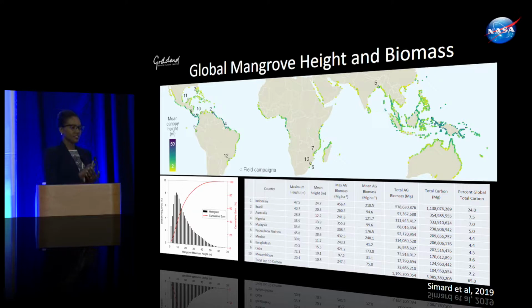And now that we had the global data available, we could look at per country statistics. What we found is that the countries that have the tallest trees aren't the countries that have the highest carbon stocks. In fact, it's mostly the countries that have the largest area that have the largest carbon stocks. So Indonesia dwarfs all other countries, making up about a quarter of all carbon stocks globally, followed by the other 5 countries with the largest area in mangroves.